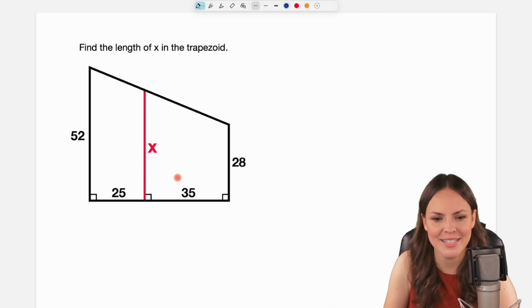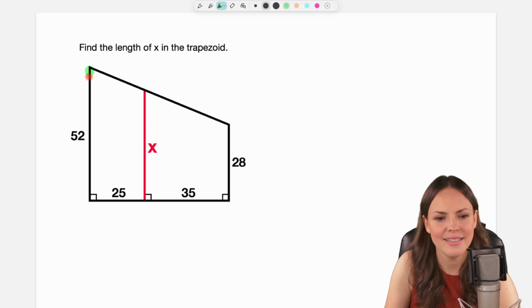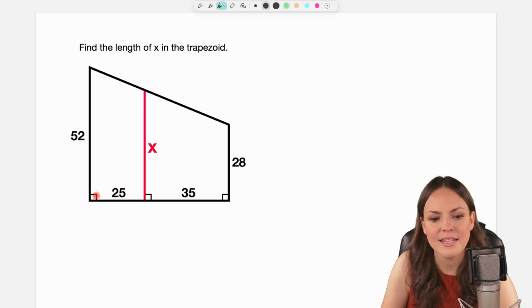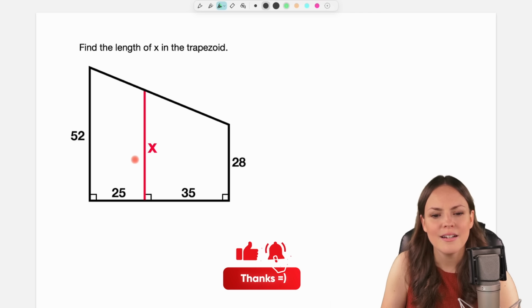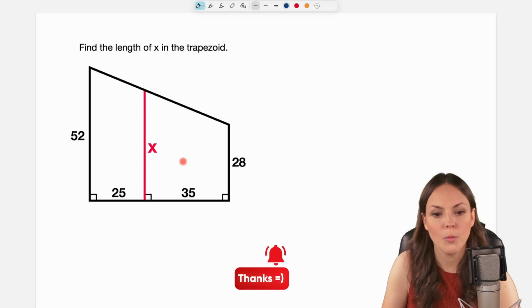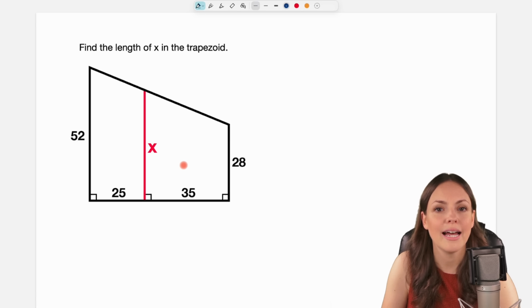It's Susanna, and today I want to show you how to find the length of x in this trapezoid. We are given the length of this side here and of this side here. We are also given the length of this part and of this part. They tell us that we have a right angle here, here, and here, and we want to find the length of x. Because this is a trapezoid, we know that two sides have to be parallel to each other.